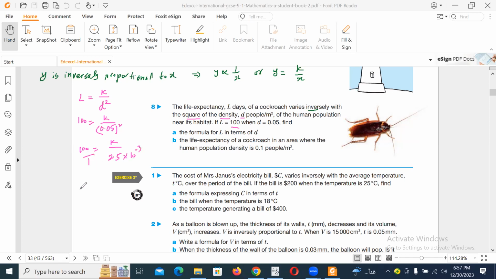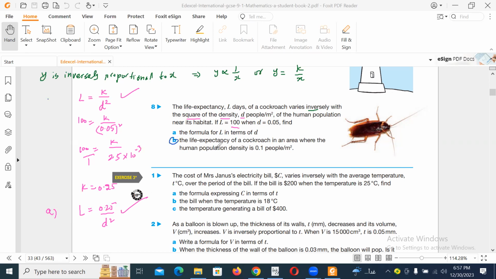Then by cross multiplying, multiplying by 100, you will get K = 0.25. Replace this value back in the equation. So we have L is equal to 0.25 over D squared. So this is our first answer, L in terms of D.